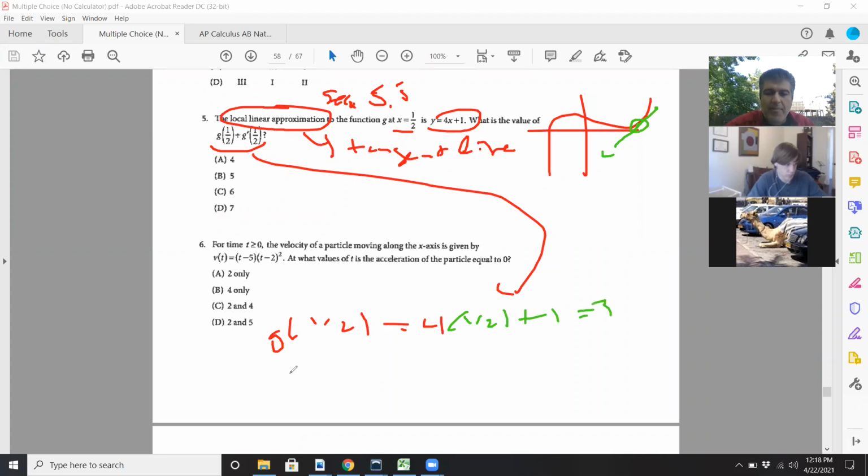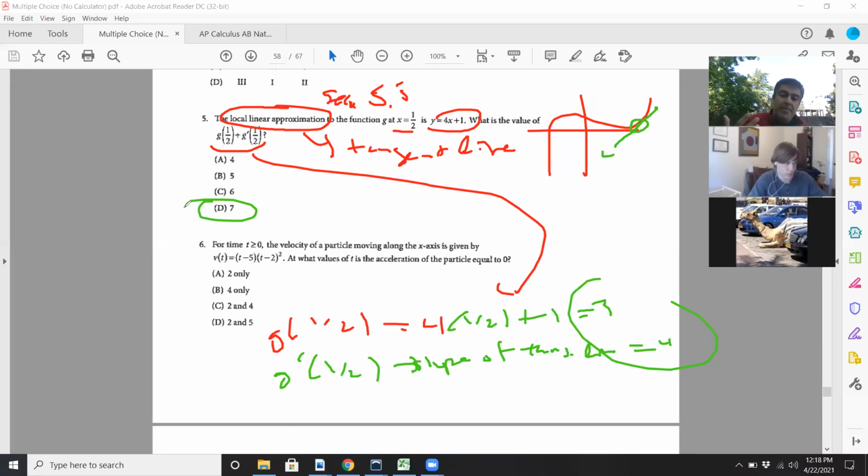And that'll be 3. Then for g prime of 1/2, that's just going to be the slope of the tangent line. Well, what's the slope of the tangent line? Of course, 4. 3 plus 4 is 7. So the answer is D for that one. So for those who've seen this process, you know the concept, but it was a little weird the way they asked it. Okay. So now you guys are going to do 6 through 15.